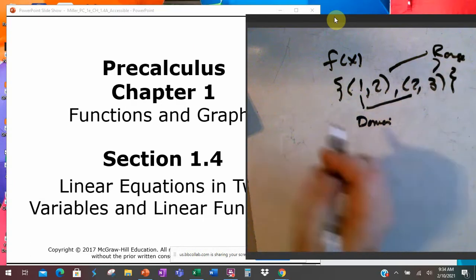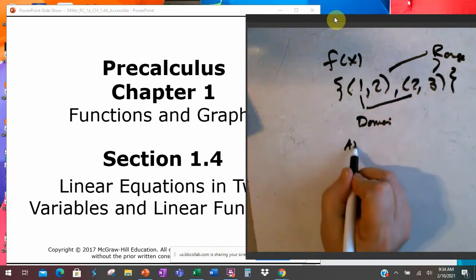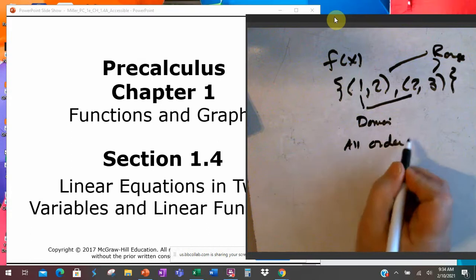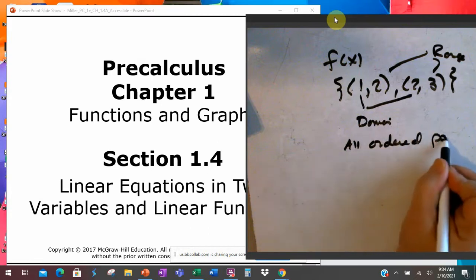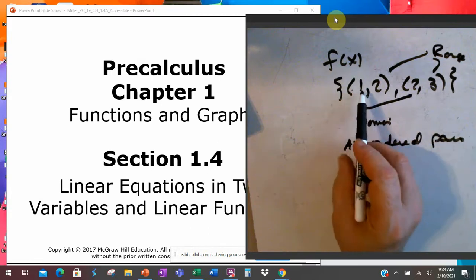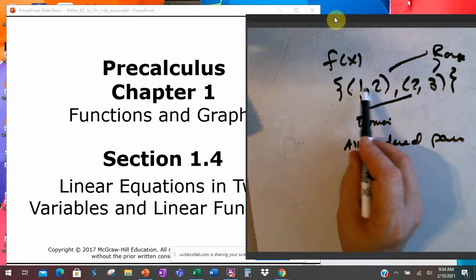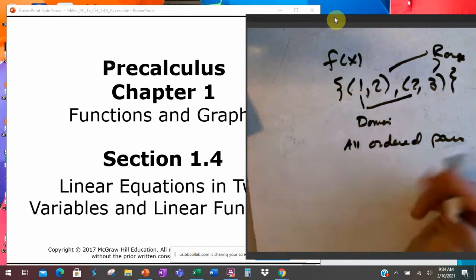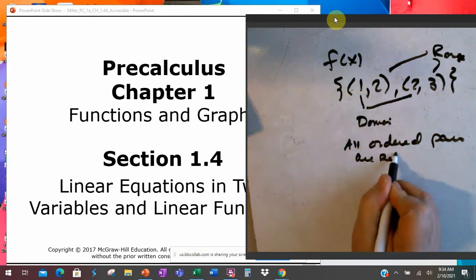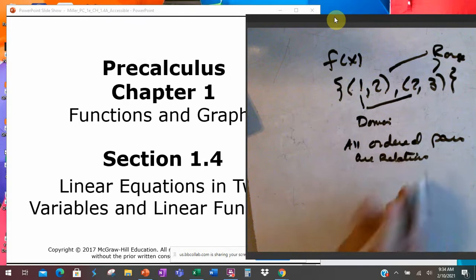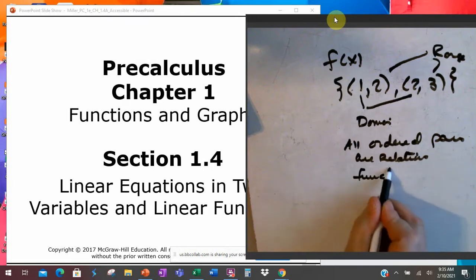And they're all ordered pairs. And with ordered pairs, the order makes a difference. So 1, 2 is not the same thing as 2, 1. Okay, so all ordered pairs are relations. And then functions are specific relations.